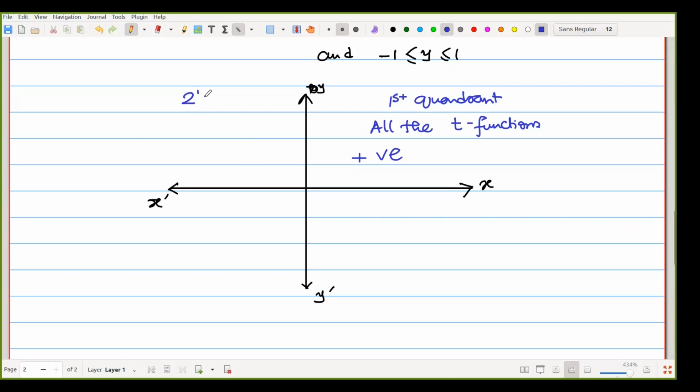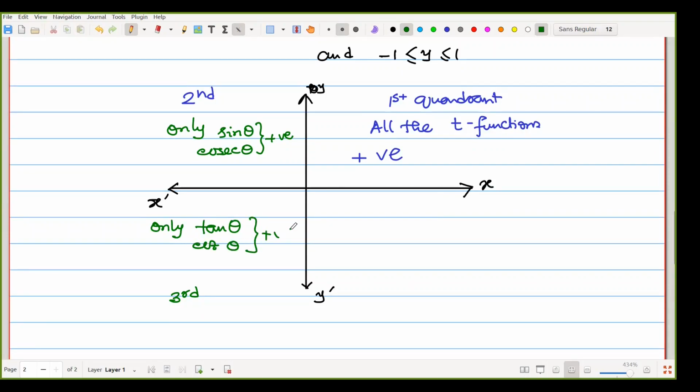In the case of the second quadrant, only sin theta and cosec theta are positive. In the third quadrant, only tan theta and cot theta are positive. And in the fourth quadrant, only cos theta and sec theta are positive.